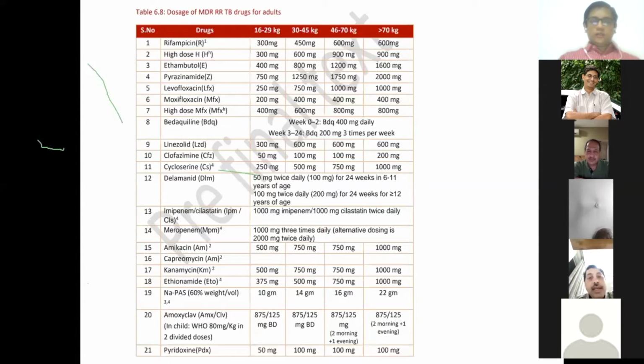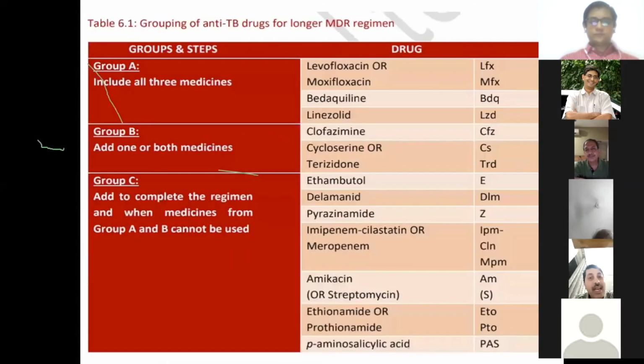Yes, category A, B, C. You have to have all three drugs from category A, then one of the drugs from category B. If all three drugs from category A are not available, then two drugs from category A, two drugs from category B, and likewise you can have drugs from category C as well. The terms MDR and XDR, they have said that it is not to be used.